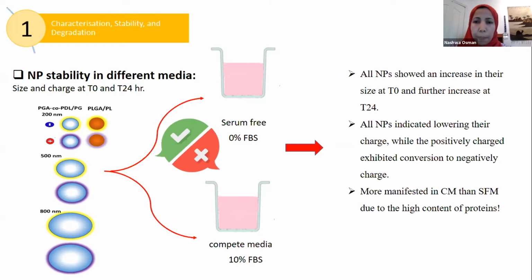As well, when we characterized the charge, we started to see a lowering of the charge of the nanoparticle, while the positive nanoparticle started to acquire a negative charge after the dispersion. This was a bit unexpected, but okay. We studied this effect later on in different experiments, and how the positive nanoparticle behaved a bit differently.